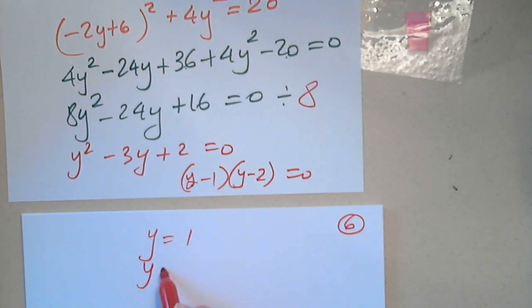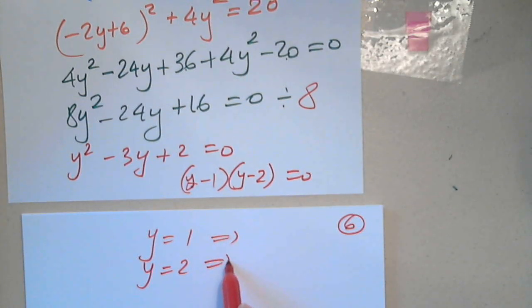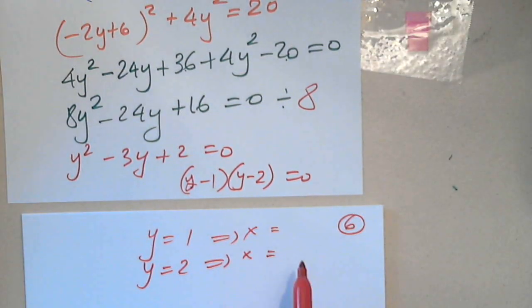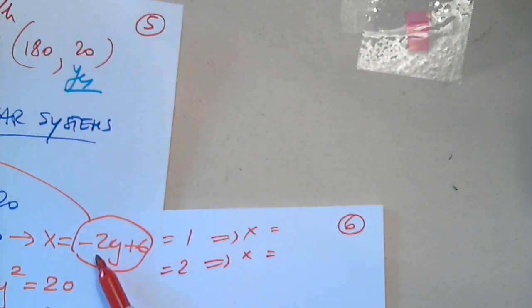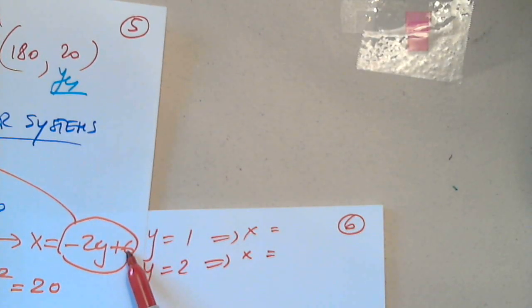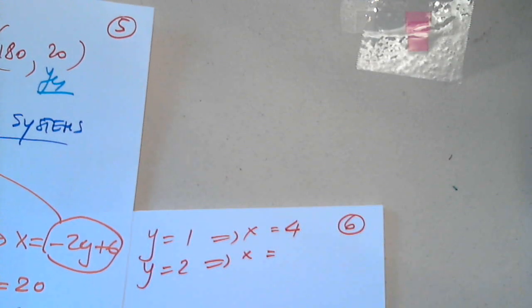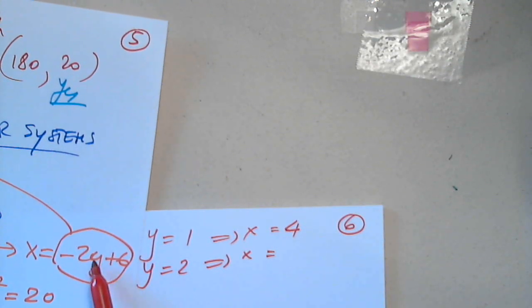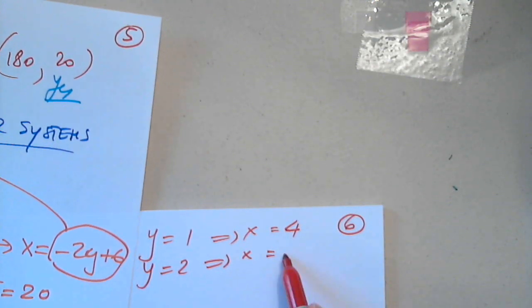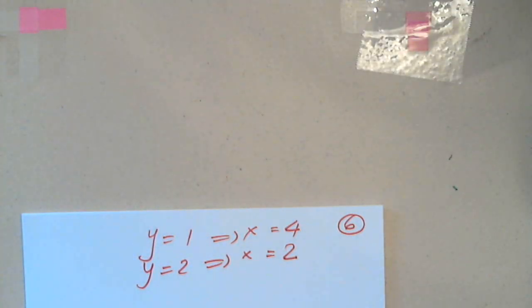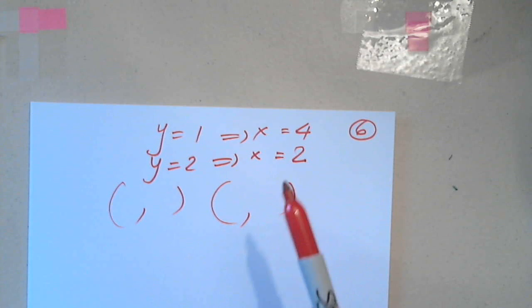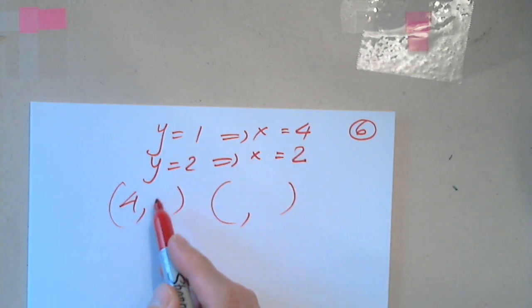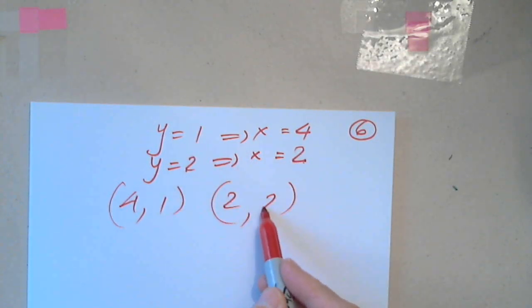So there are two options for y. But I have to find x. That's not enough. Not a problem. Here is x. Negative 2 times 1 is negative 2 plus 6 is 4. 2 times negative 2 is negative 4 plus 6 is 2. So it happens that this system has two solutions: (4, 1) and (2, 2).